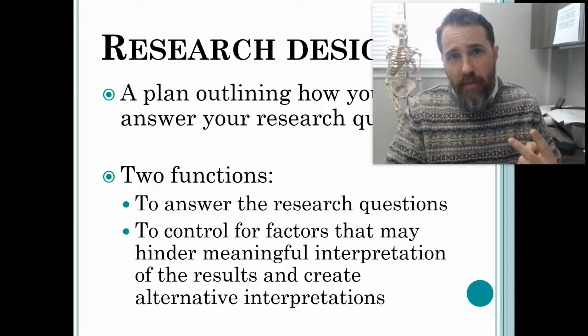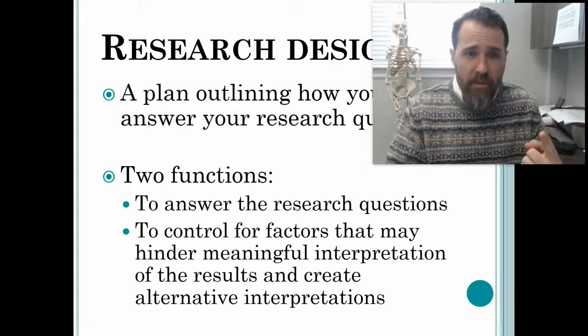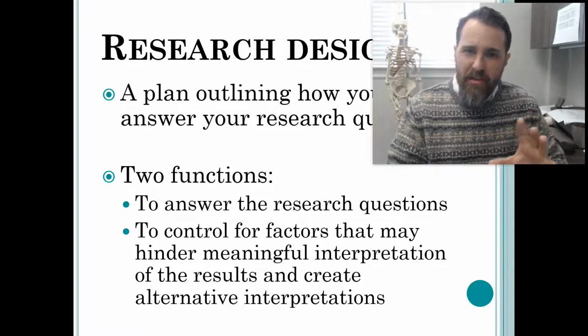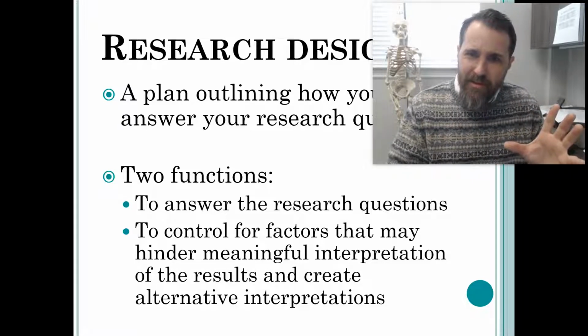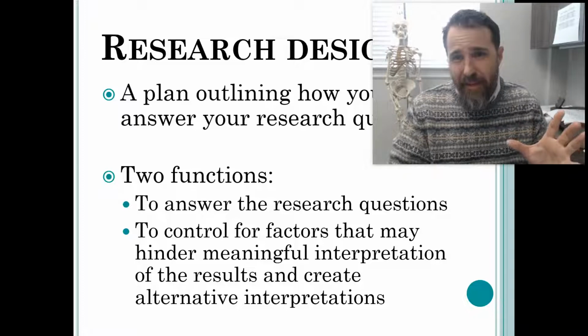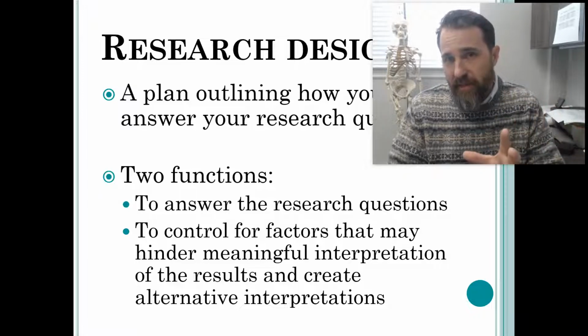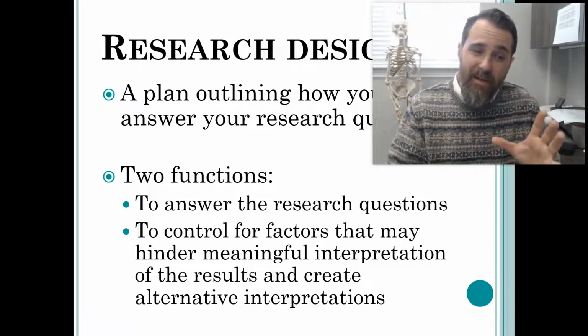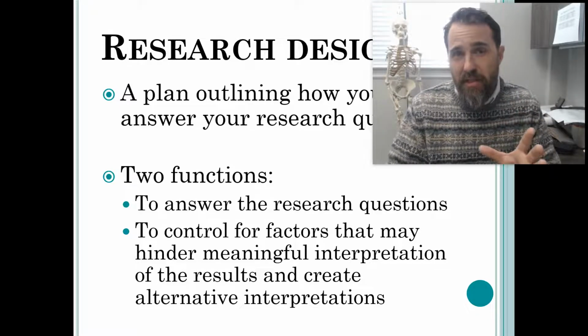Research design has two primary functions: to answer your research question, but to also control for extra factors, nuisance factors that could possibly impact your dependent variables, and thereby create alternative interpretations to your results.